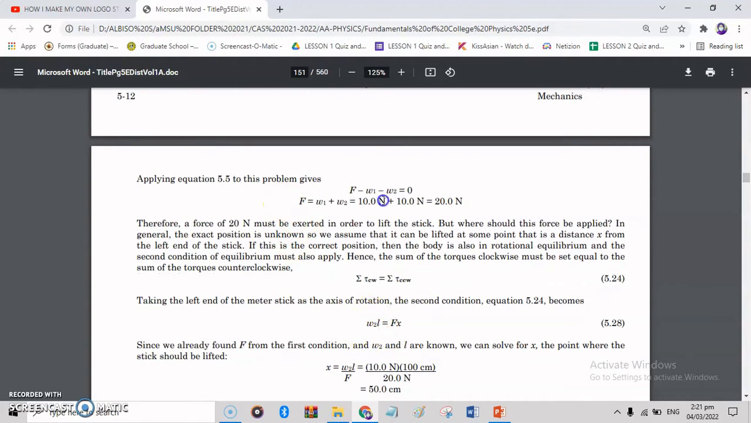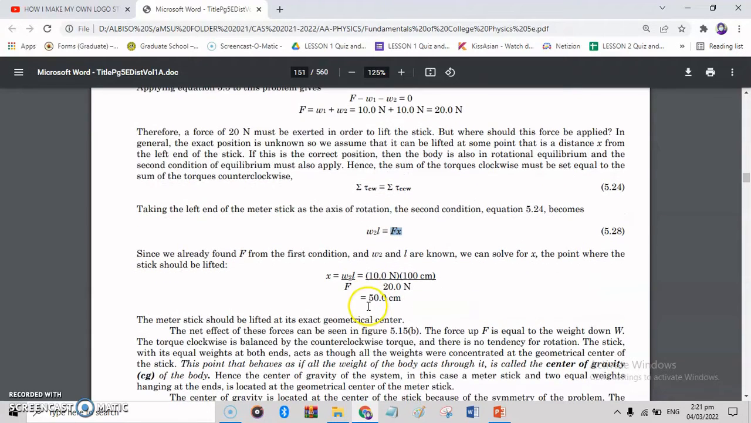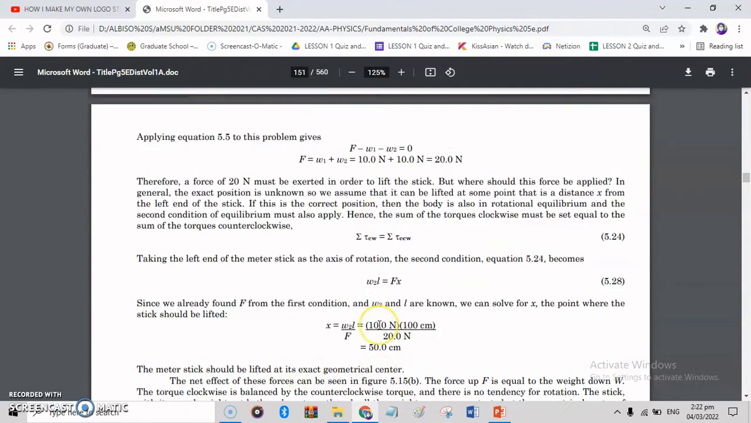Okay? In your first equation, you already know F. In your second equation, you have the value of F, the value of W2, and the value of the length of the meter stick. What is lacking is the position of your force. So, when you input those values, solving for X only, you divide by F, so you get W2 times the L over the F. And you can see that it is 50 centimeter. The meter stick should be lifted at its exact geometrical center.